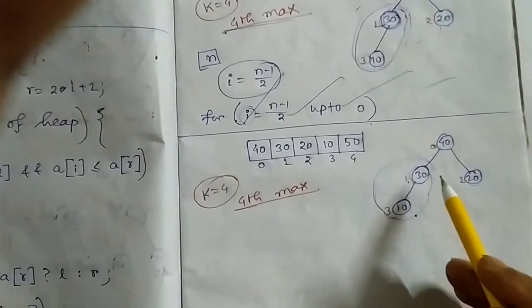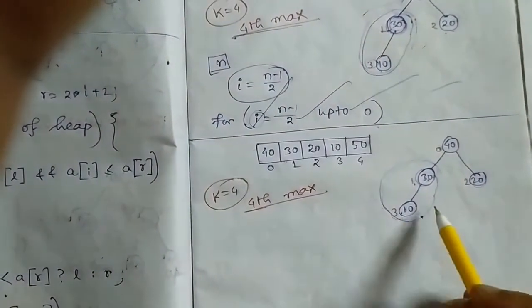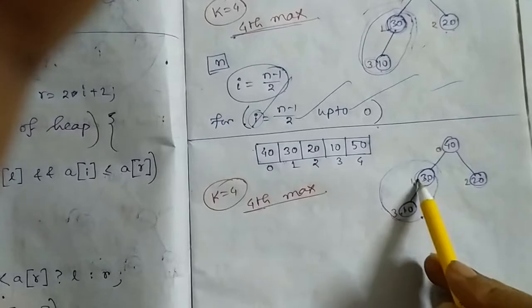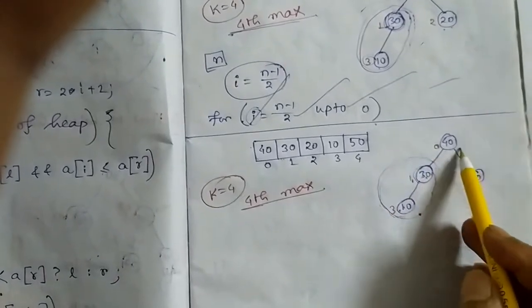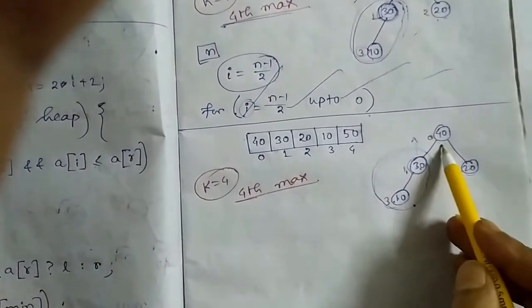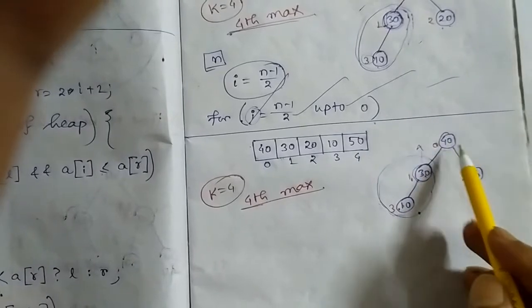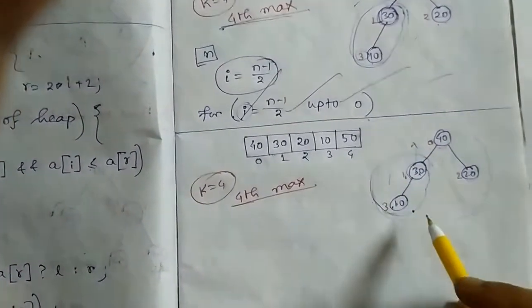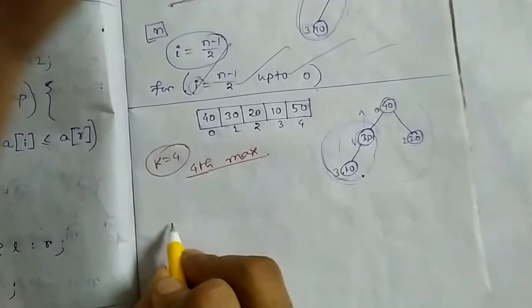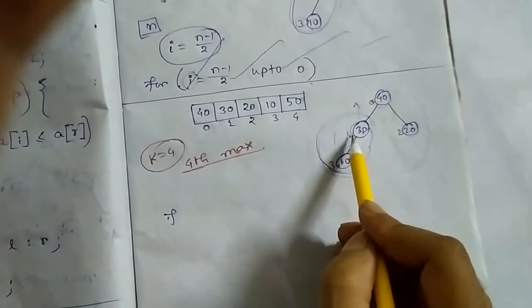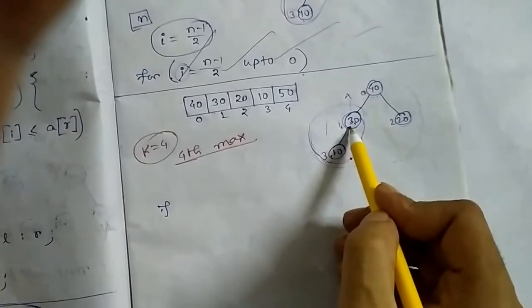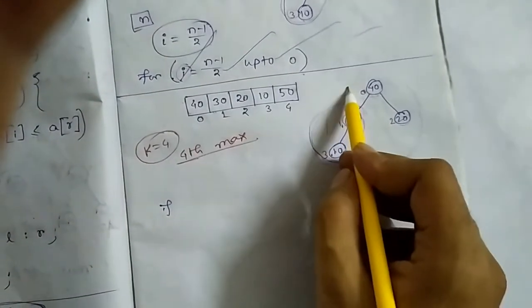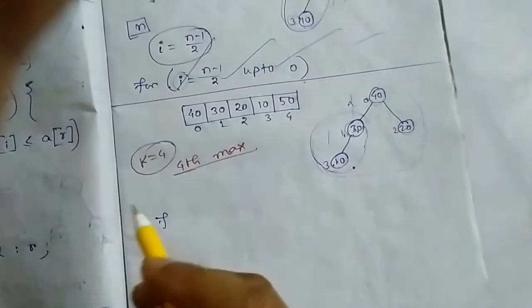For that I have to make a comparison. After making a comparison here, I have to come up to this level, and I have to check whether this node is in its proper position or not to create a min heap. That means I have to run a loop from the rightmost non-leaf node up to index 0, or to the root node.